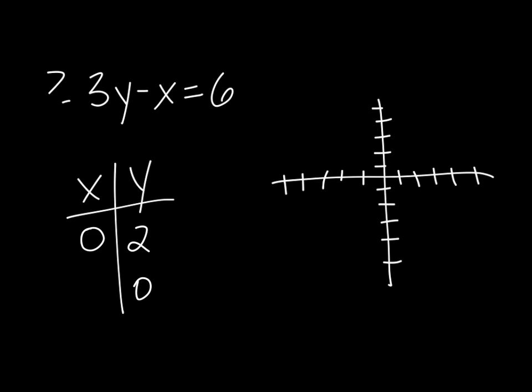This one, maybe solving for y wouldn't be as easy. You might have to do more work if you do that. So we're going to plug in 0 for y, and what do we get for x? Negative 6, right? Because if you plug in 0, you get negative x equals 6. But we don't want negative x, we want positive x. So 1, 2, 3, 4, 5, 6, it should be over here. And then up here.